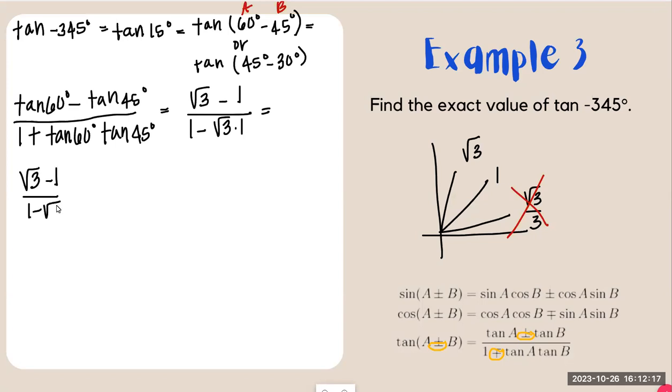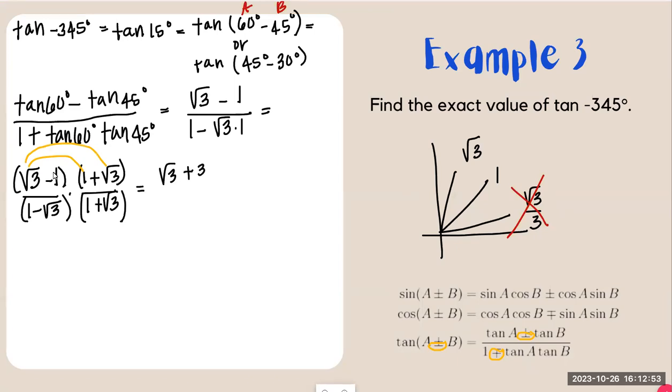Okay, so to simplify this, we don't want to have a radical in the denominator. We're going to rationalize, which means we need to multiply by the conjugate. 1 plus the square root of 3. We just take the opposite sign of the radical. And then we do a bunch of distributing. So in the numerator, first we're going to distribute square root of 3. Square root of 3 times 1, and square root of 3 times square root of 3. Square root of 3 times square root of 3 is square root of 9, which is just 3.